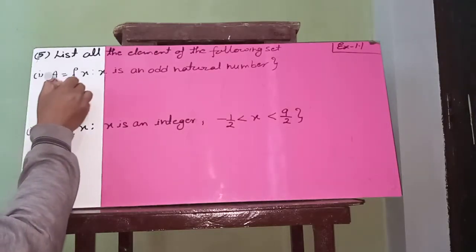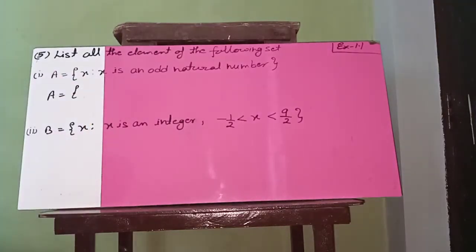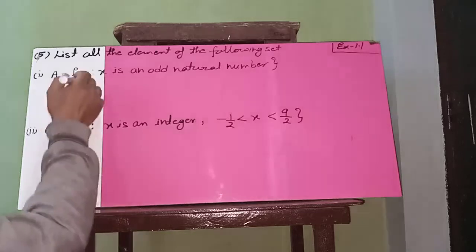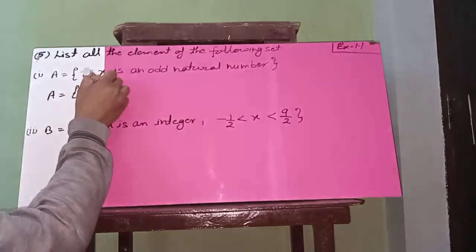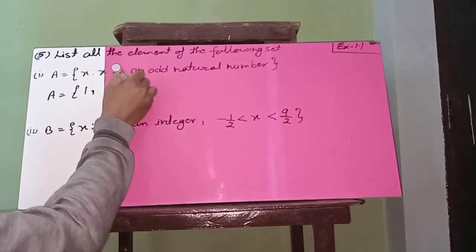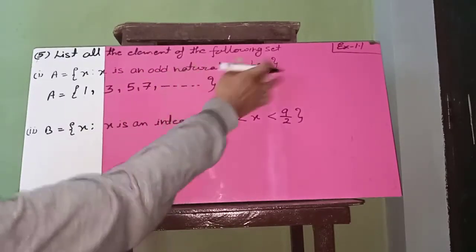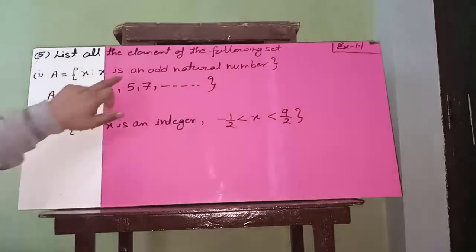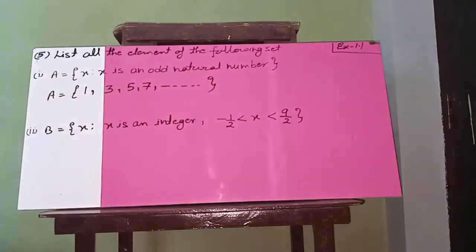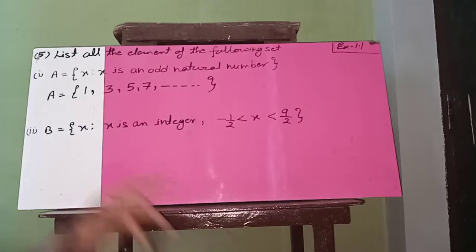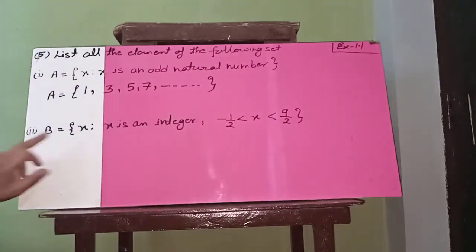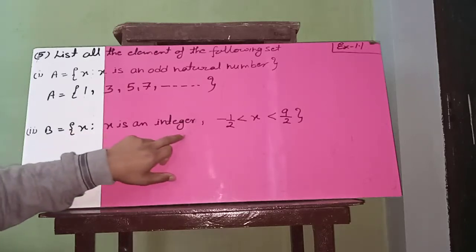Here x is an odd natural number. What is the definition of an odd number? Odd numbers are those numbers which are not divisible by 2. So first is 1, 3, 5, 7, and so on, because no more conditions are here. The only condition is odd natural number. So how many odd natural numbers are there? That is infinite. Clear?